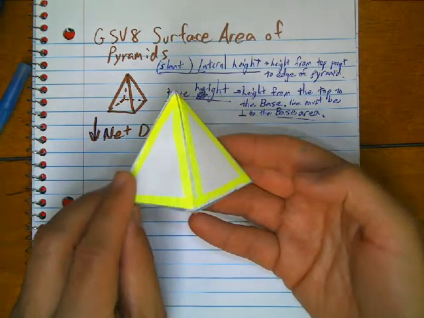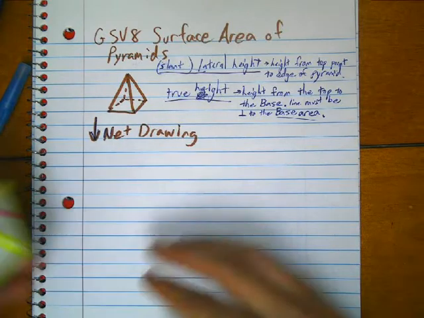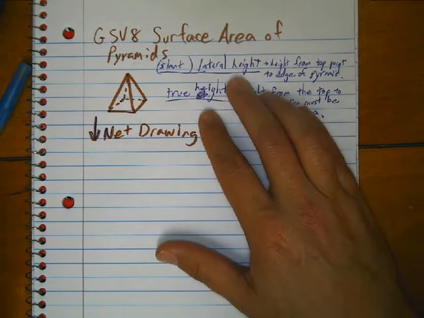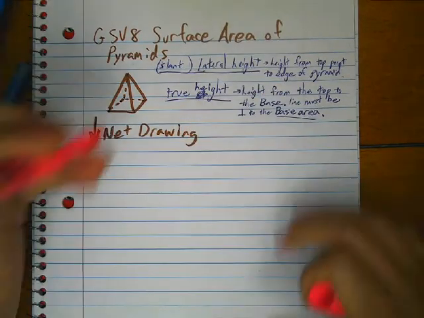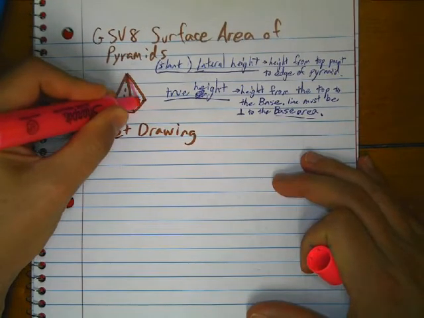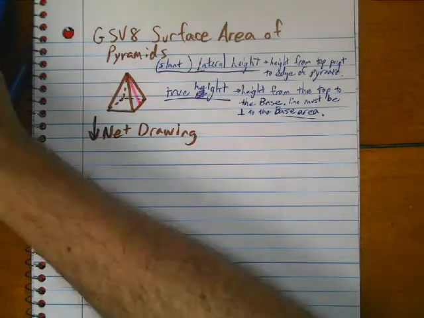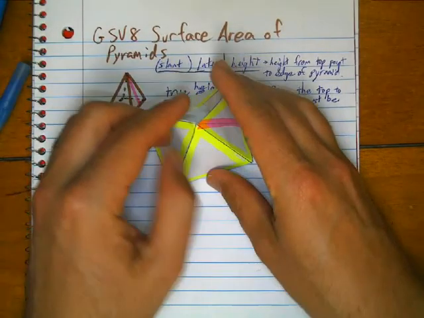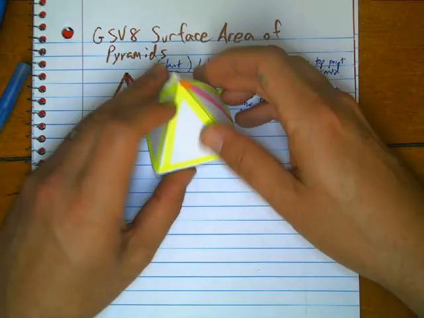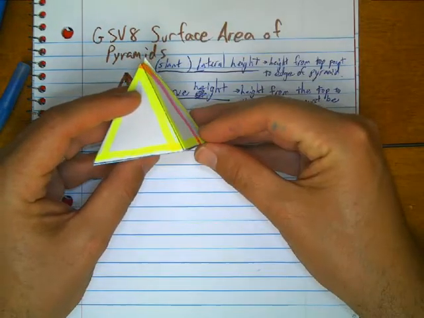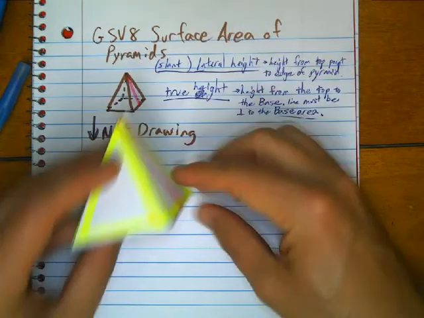Here, there's 4 sides. And so the lateral height is the side that's going from the tip to an edge. You can see that here when I've got my pyramid. If I'm going from the tip to the edge of one of the sides, that's the lateral height.